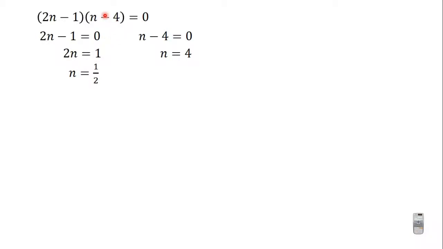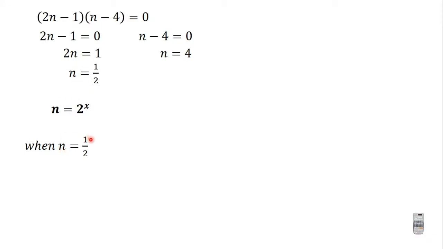Then you equate the second bracket to 0. So you have n minus 4 is equal to 0. So n is equal to 4. So we have found n is equal to 1 divided by 2 and n is equal to 4. Remember, we only introduced n to help us find x. At the beginning, we said that n is equal to 2 exponent x. So we are going to find x for when n is equal to 1 divided by 2 and when n is equal to 4. Let's consider the first case.